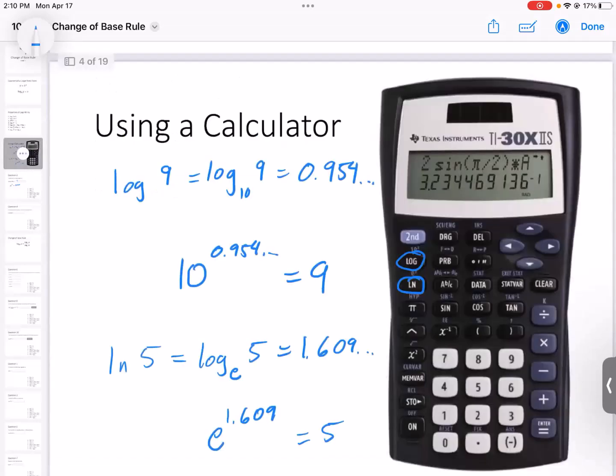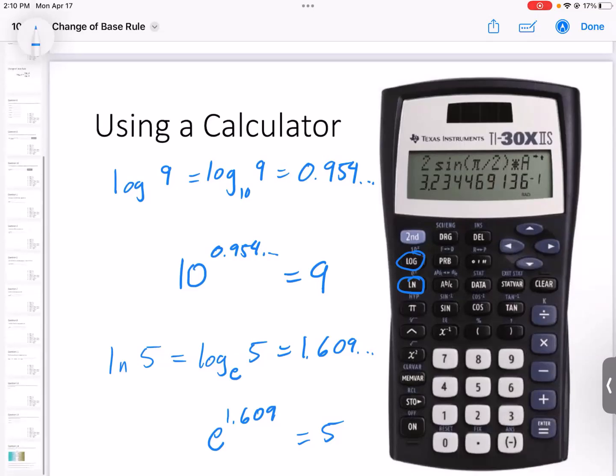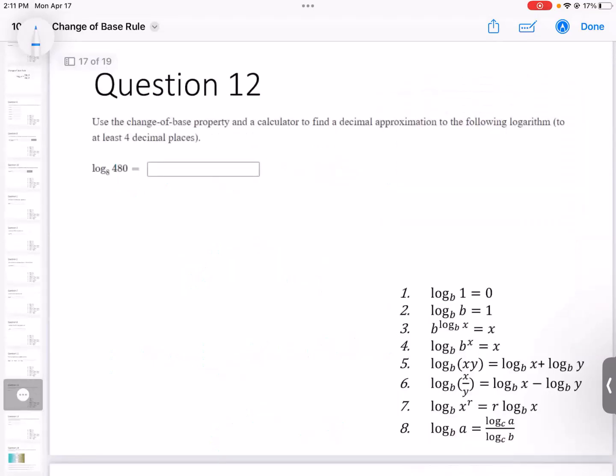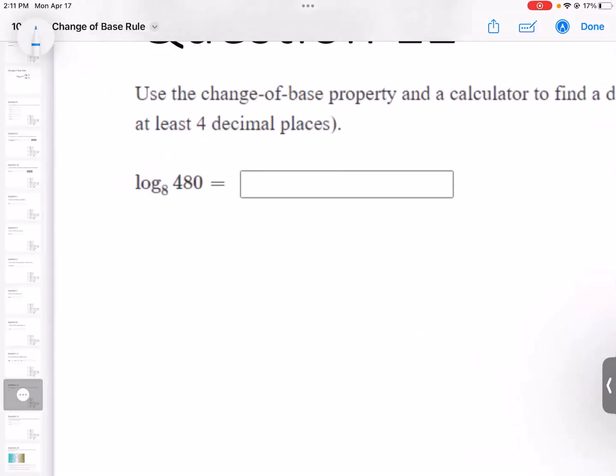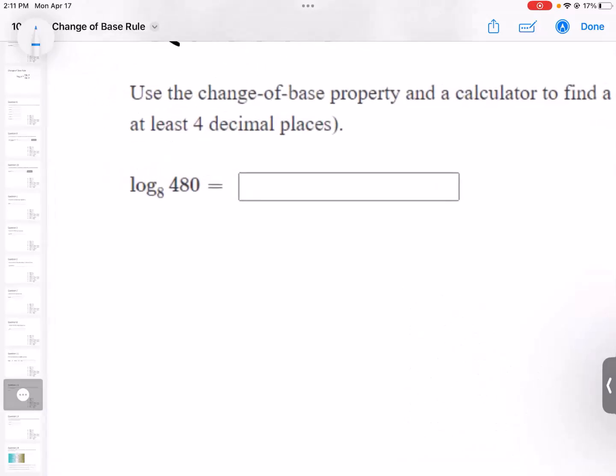Your calculator will only do log base 10 and natural log. Unless you have some really special calculator, these two logs are the only types of logs you can calculate. So on question 12, I think, we're asked to find log base 8 of 480. What that's asking is 8 to what power equals 480? Well, this isn't something we can do in our head because this isn't going to be a whole number exponent.